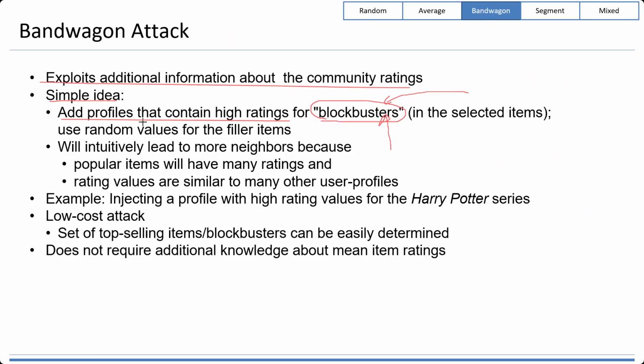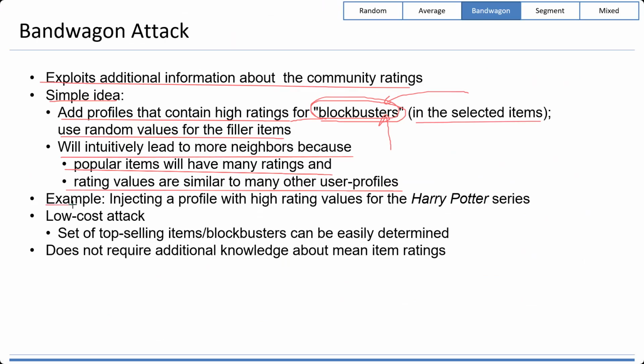So add profiles that contain high rating for blockbusters in the selected items and use random values for the filler items. This will intuitively lead to more neighbors because popular items will have many ratings, and rating values are similar to many other user profiles.